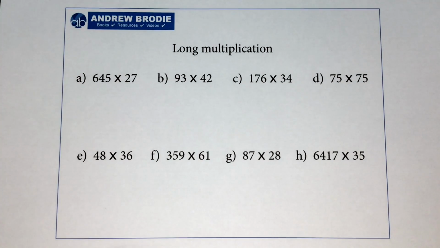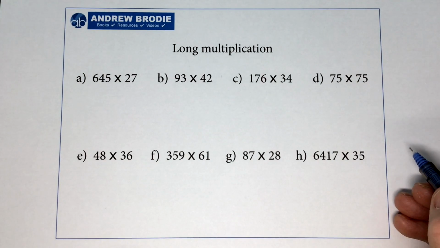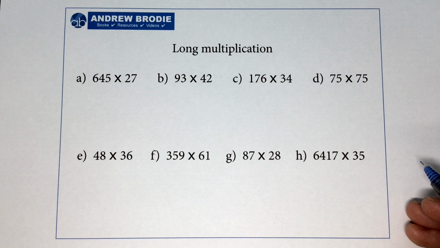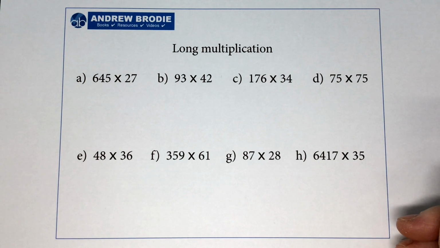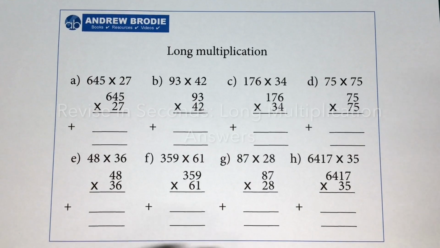And here's some for you to try. Don't forget to write them out in columns. Don't forget to multiply by the units first. Don't forget, when you times by the tens, you put a 0 in the units. Pause the video while you have a go. And here are the answers.